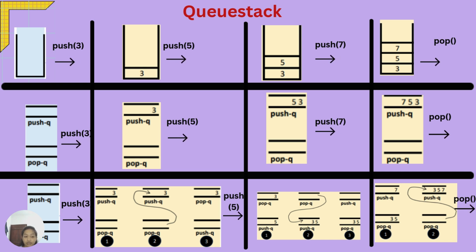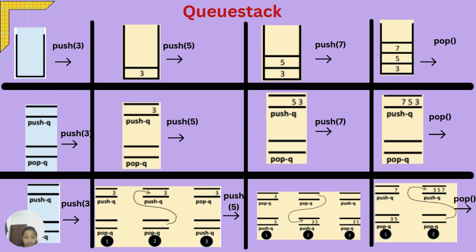Let's walk through an example in the image. First, elements are pushed into a queue one by one. When we need to pop, we move elements from one structure to another until we get the right order.